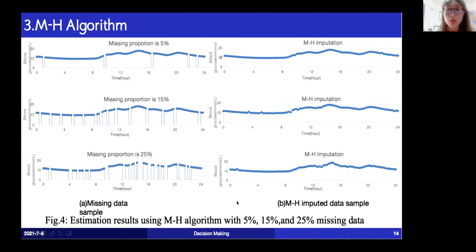I also use R code to simulate. Figure 4 is the result. From the picture, we can see that the left part is the original data with different proportions of incompleteness, and the right part is imputation data by MH.